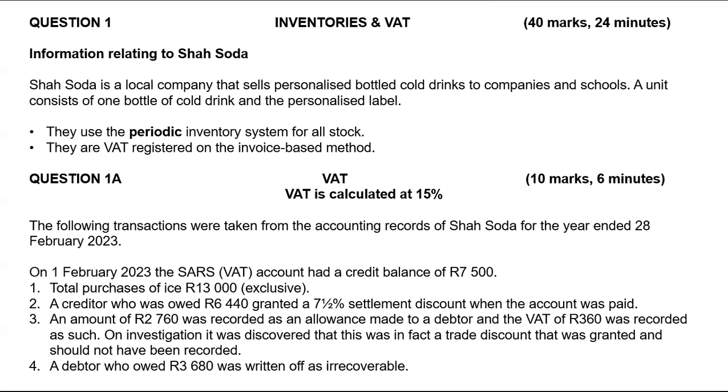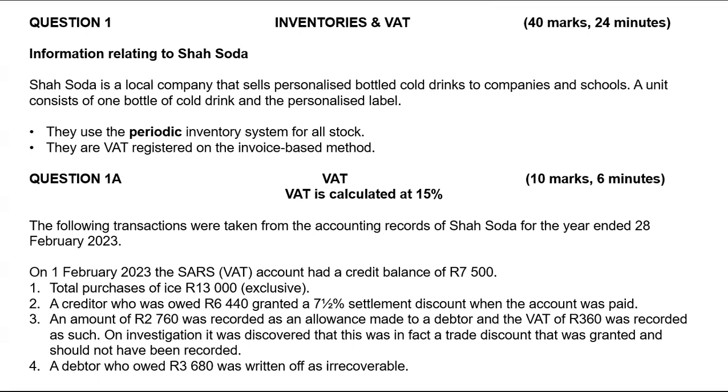Great. Now, information relating to question one. We are told that VAT is calculated at 15%. Never assume. They must always tell you that it's calculated at 15%. Don't assume, please. So highlight that. The following transactions were taken from the accounting records of Shah Soda for the year ended 28th of February 2023. So we are looking at the year starting on the 1st of March 2022 to the 28th of February 2023.